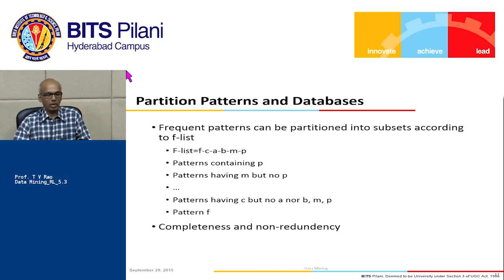So we have got a frequent list F C A B M P. We want to find out all the patterns which contain P, and all the patterns which contain M but not P, patterns having C but not B M P, and patterns having F. So in a way, by traversing the tree, we can find out all possible combinations that are available.